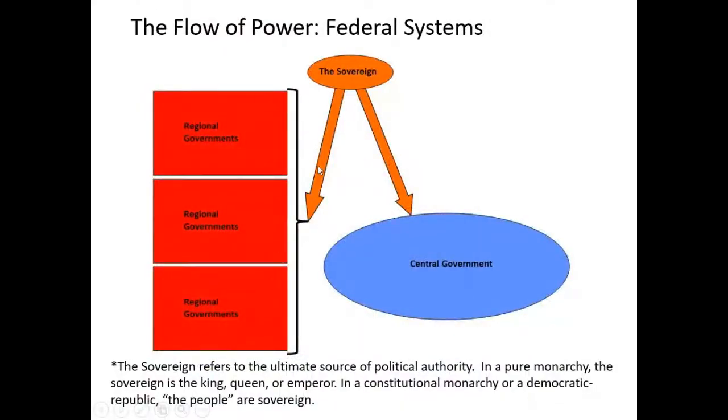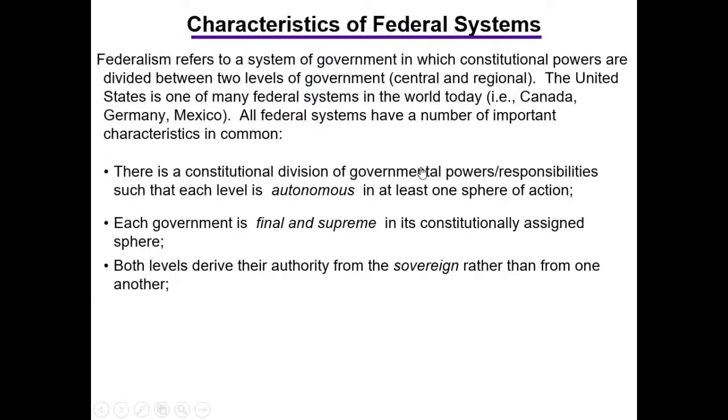They both get their authority from the sovereign. Central government doesn't get its authority from the regional governments. The regional governments don't get their authority from the central government. Who or what is sovereign? Well, in a democratic system, the quick answer to that is the people. But in the American system, how do we know what powers the people want the national government to have? How do we know what powers they want the state governments to have?